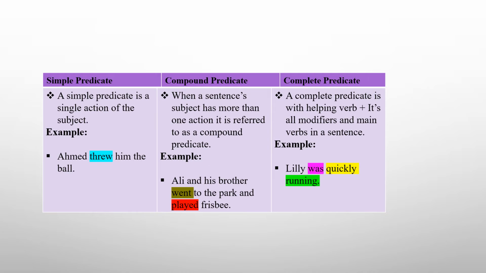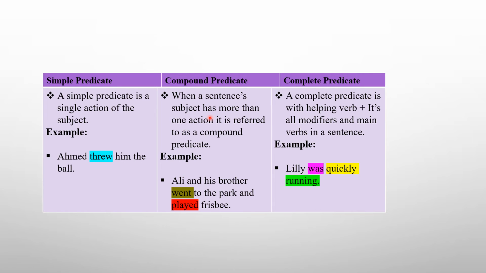Now we will see different types of predicate. So the first type is simple predicate. A simple predicate is a single action of the subject. For example, Ahmed threw him the ball. So you can see over here there is only one action that the subject did. He threw. So threw is a simple predicate.